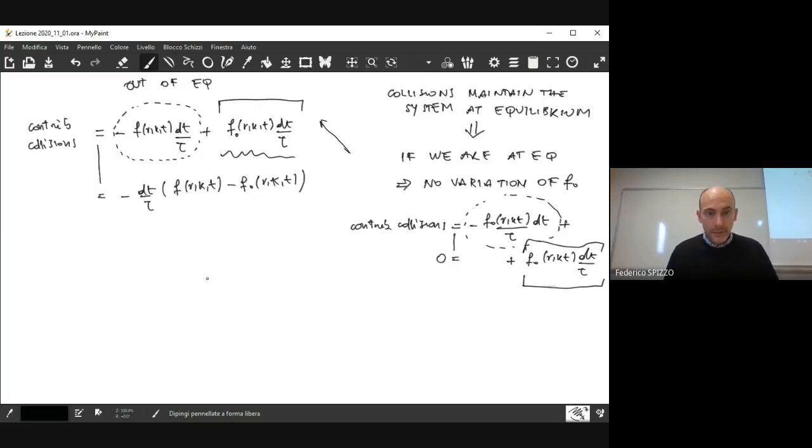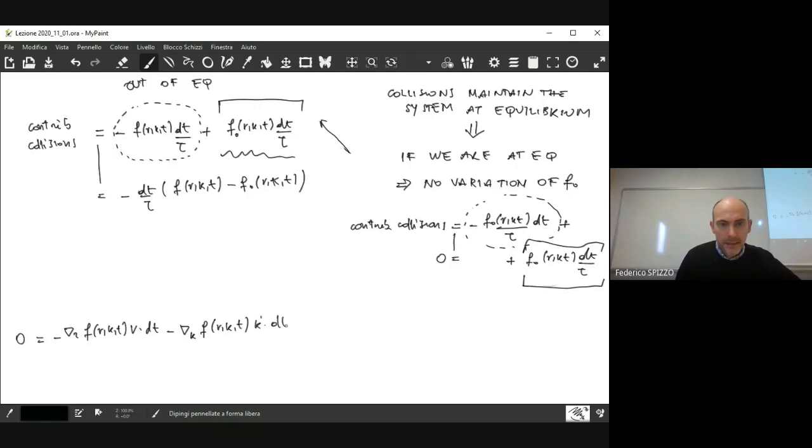If we now combine the two things, we have that 0 is equal to minus the gradient with respect to r of f r k t times velocity times dt, minus the gradient with respect to k of f r k t k prime times dt, minus the derivative of f with respect to t of r k t, and then we have the contribution of dt, and then the contribution of collisions, that is dt divided by the relaxation time times f r k t minus f0 r k t.